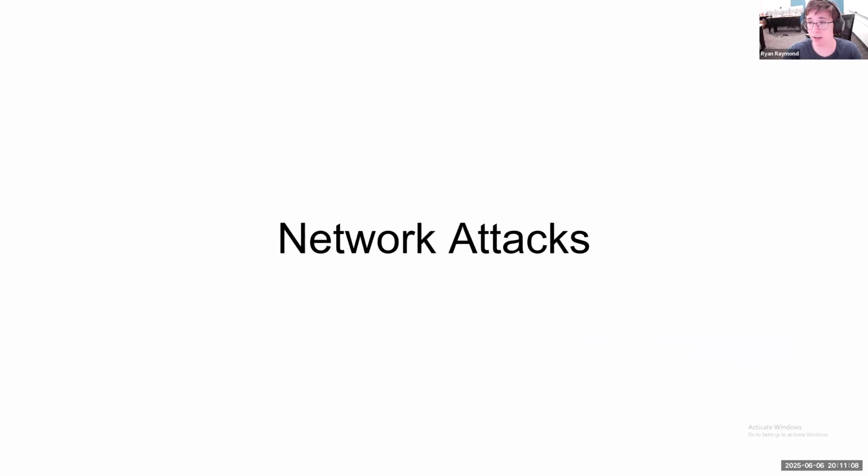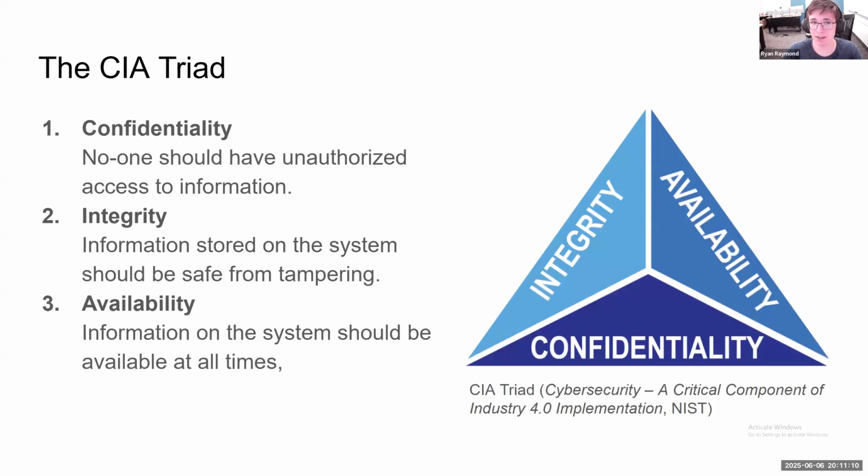So let's talk about how people actually perform attacks over the network. According to the National Institute of Standards and Technology, the CIA triad is basically the cornerstone of information security. The idea is data should be confidential. You have to maintain its integrity, and it should always be available in a timely manner to people who need it. And that's basically everything you're trying to maintain.